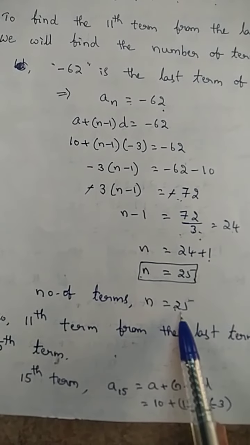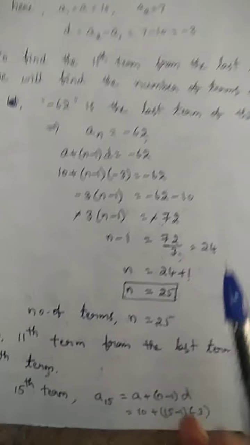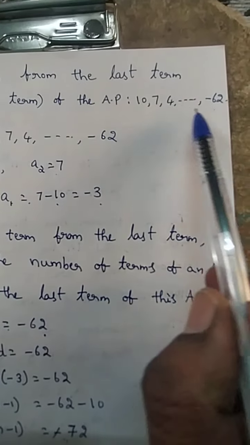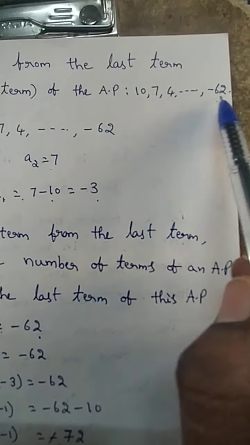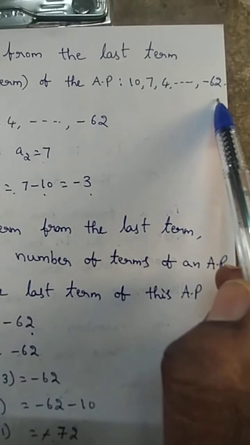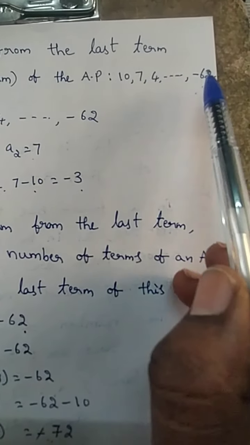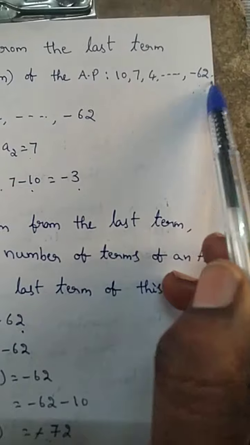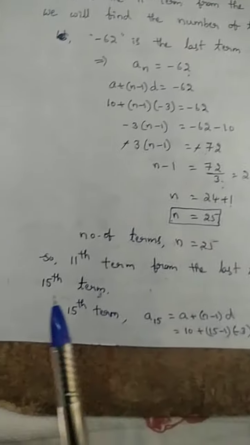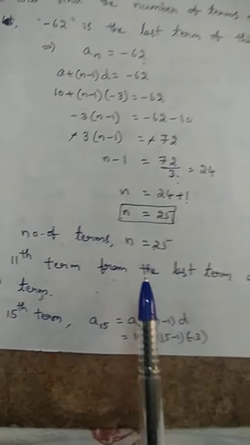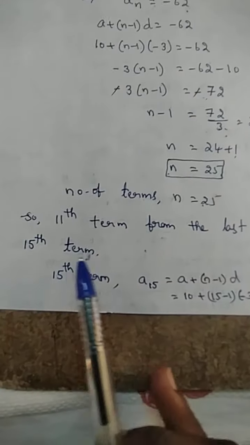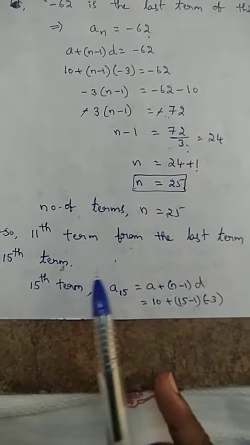How many terms are there in this arithmetic progression? 25 terms. In these 25 terms, we can find the 11th term from the last. So what do we write? The 11th term from the last term will be the 15th term.